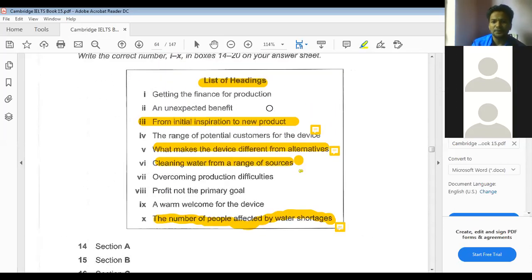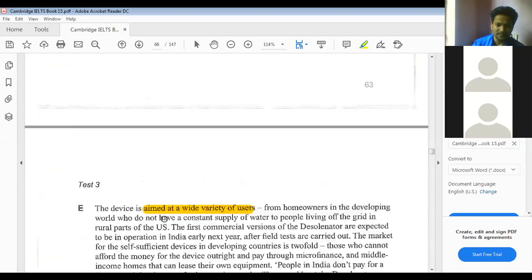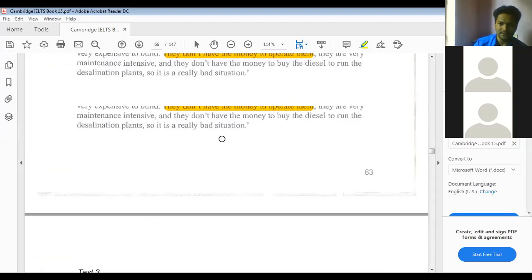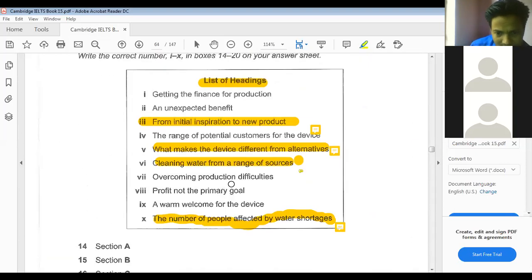Getting the finance for production, no, and unexpected benefit, no. The range of potential customers, users. Does it talk about this? It talks about the wide range of users, yes. The range of potential customers for the device. Here it says in the first line, it is aimed at the wide variety of users. Exactly. This is the answer. Overcoming production difficulty, no. Profit is not a primary goal, no. One item per device, no. And the answer is exactly this.